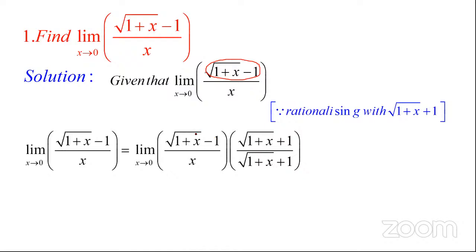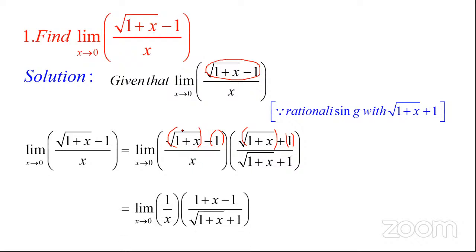This is a, b: (a − b)(a + b) gives a² − b². From the numerator I get (1 + x) − 1, so the square roots get cancelled, and 1 + x with 1² − 1² is the a² − b², so I get this value as x. This can be written as 1/x, and the denominator is nothing but √(1 + x) + 1.